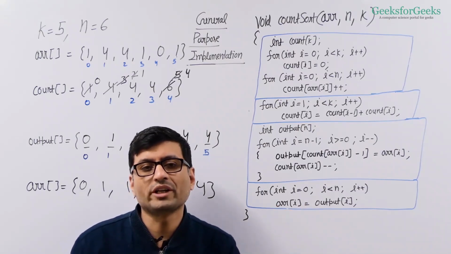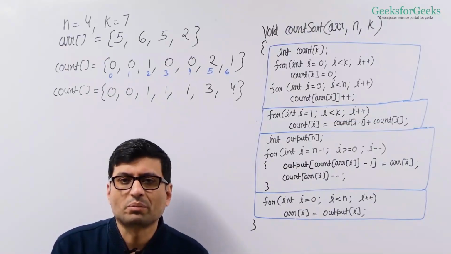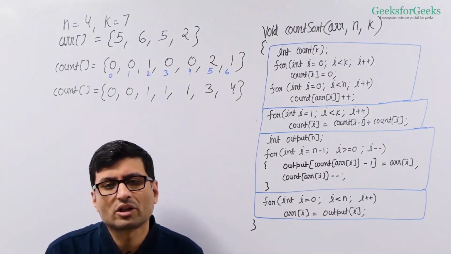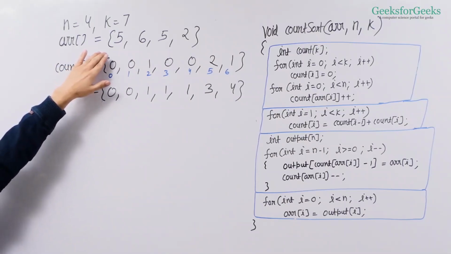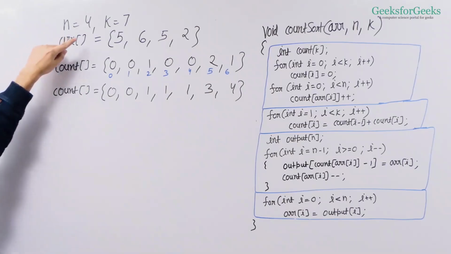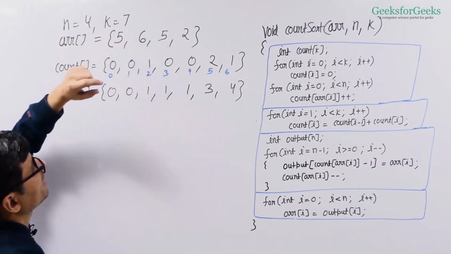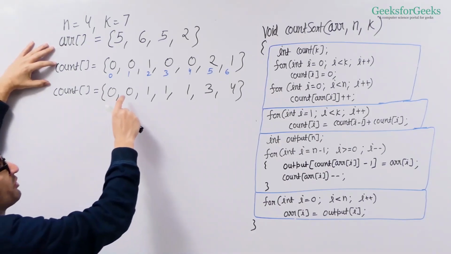Right? We're not putting indexes like we did in the naive solution. Let's now see one more example to get a better idea of this algorithm. We have our input array of size 4 with elements 5, 6, 5, 2, and our range is 0 to 6. So we make a count array of size 7. We put counts of individual elements.